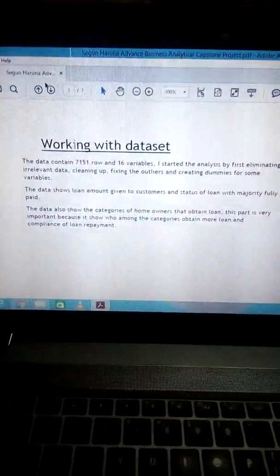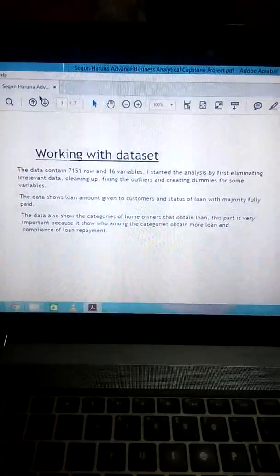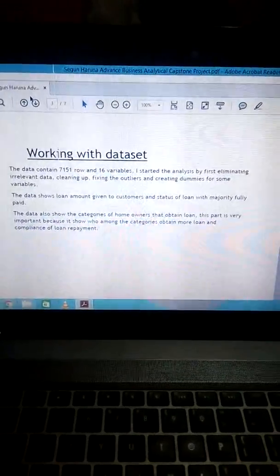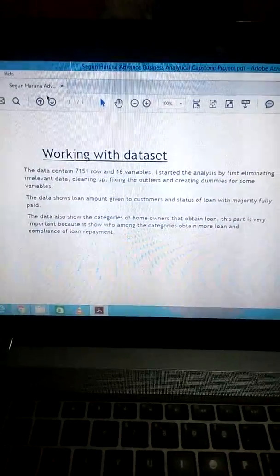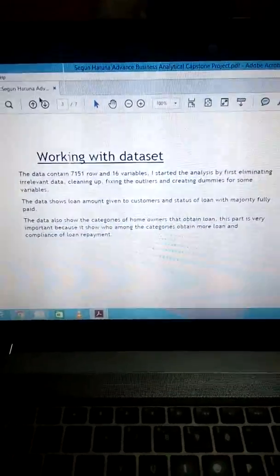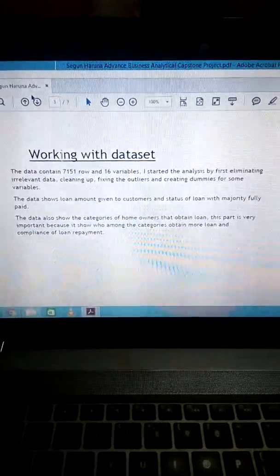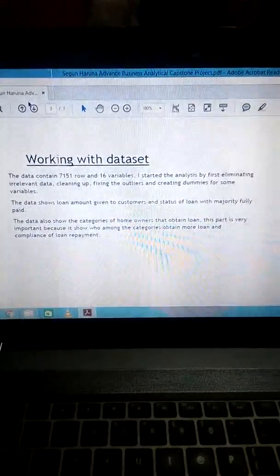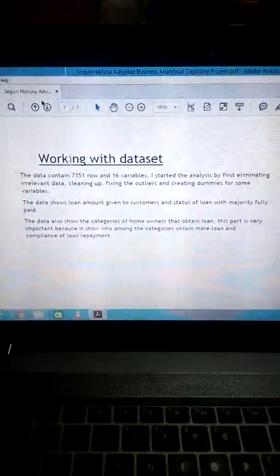Now, number two is working with the data set. I've been provided with about 7,000 rows and 16 variables. I started the analysis by first eliminating the irrelevant data, cleaning up and fixing the outliers, and creating dummies for some variables and for some missing data. The data shows loan amounts given to customers and the status of the loan, with the majority fully paid.